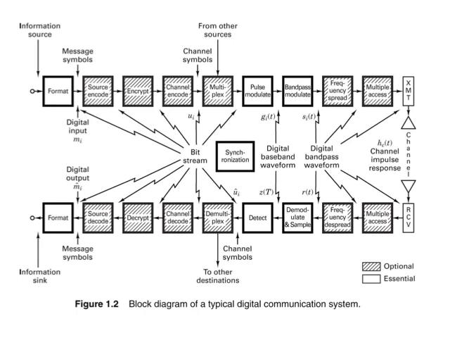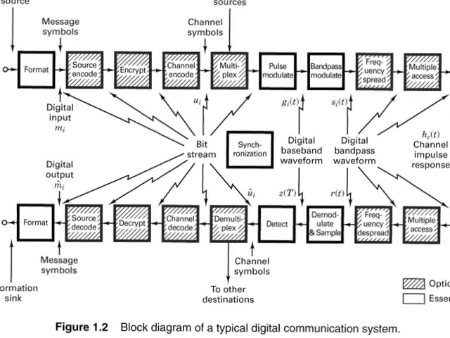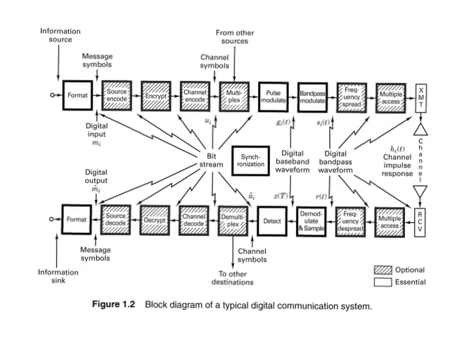Next, that will be given to the pulse modulate. Next, we have band pass modulate. Next, frequency spread. Next, multiple access. From that, we give the signal to the channel. Next, from the channel, again multiple access, frequency despread, then demodulate and sample, detect, demultiplex block, channel decode, decrypt, source decode, and finally the format.